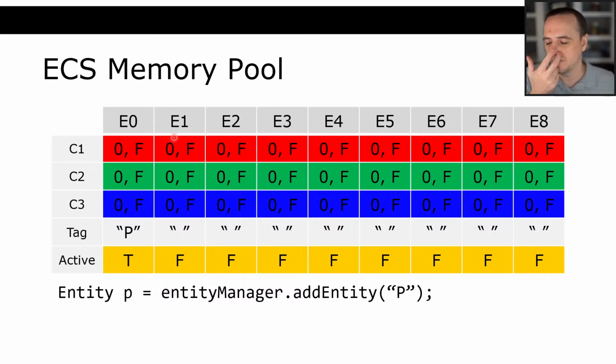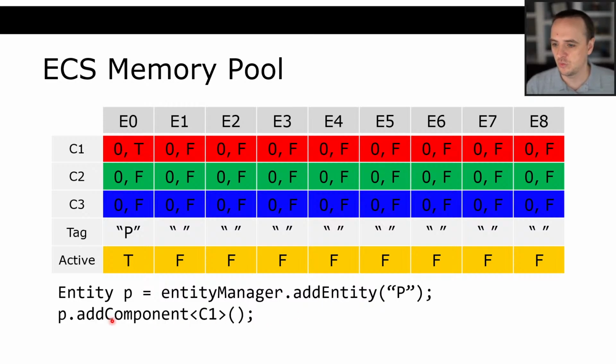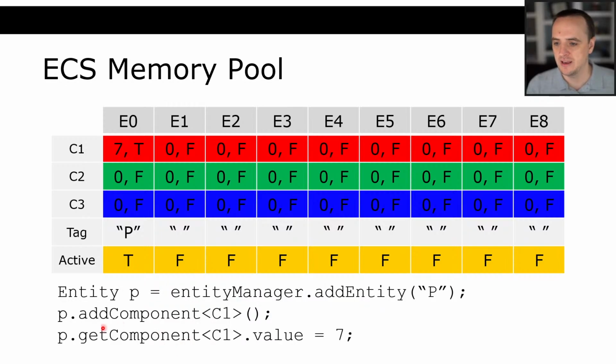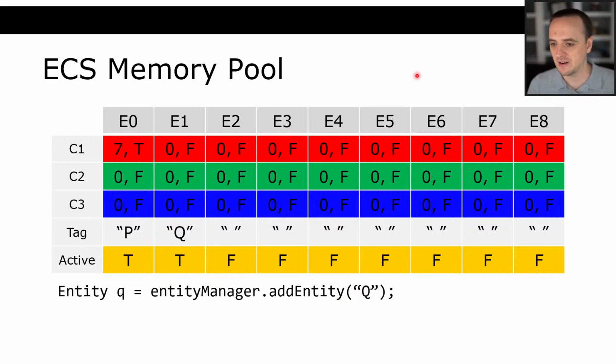So now the entity doesn't have any components yet, so let's add a component. So we add component C1, and now C1's Boolean gets set to true. And if we want to get the component value and change that, p.getComponent C1.value is 7. We just change the memory there to be 7. It's so easy. Now let's add a second one.